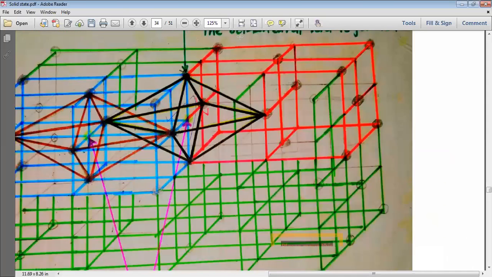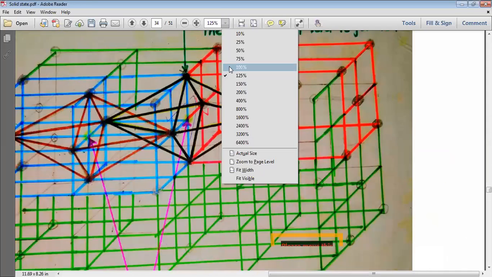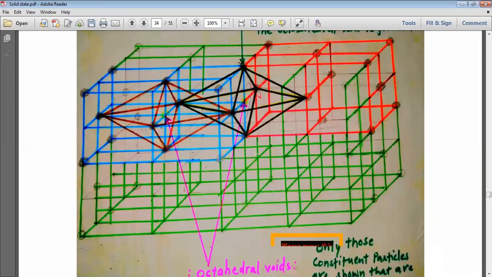Just have a look at this, my dear student. Please look at this unit. You can see here various unit cells. One unit cell is with the blue color, another one is with the green color, and the third one I have shown you with the red color. Now we have two octahedral voids. One I have shown you with the brown color, and this is black color. So here you have two octahedral voids.